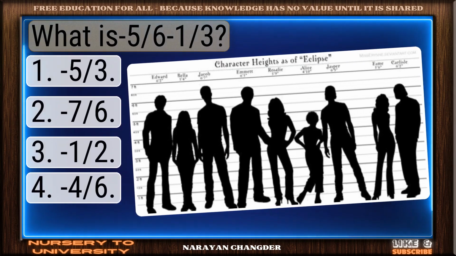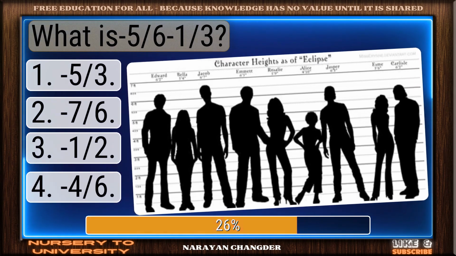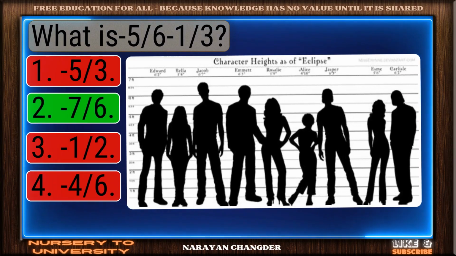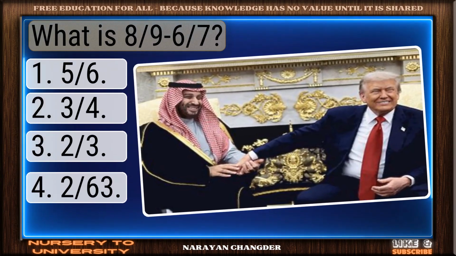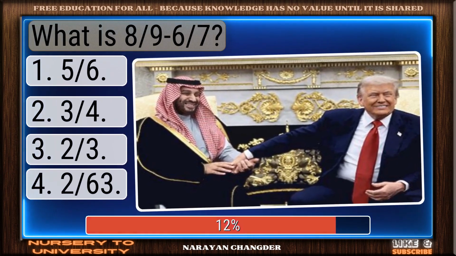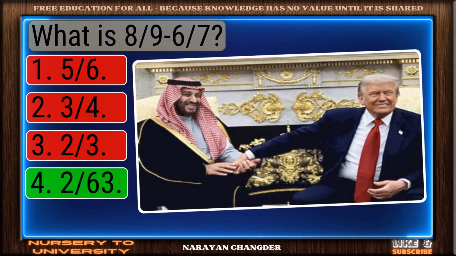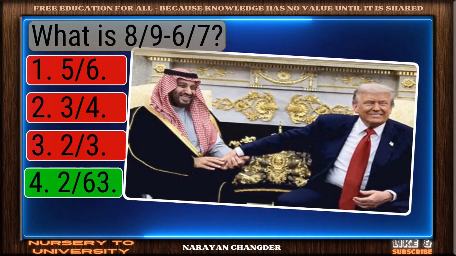Question number 230, what is 5 by 6.3? Right choice. 7 6 is the best answer. Question number 231, what is 8 39 6 by 7? You're right. 2 ka 63 is the correct answer.